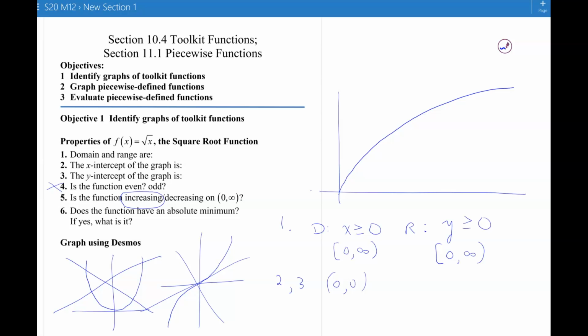And then does the function have an absolute minimum? And if it is, what is it? And it's y equals 0. So when you're asked about a minimum, it means the smallest y value. If you're asked where does it occur, it would be at x is 0.